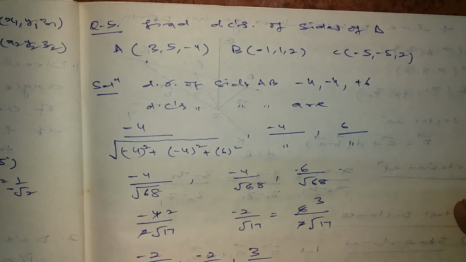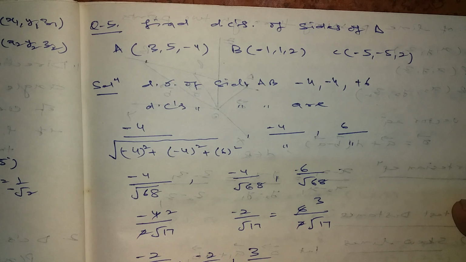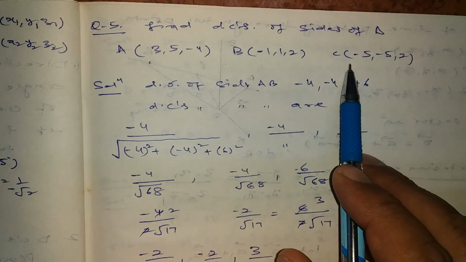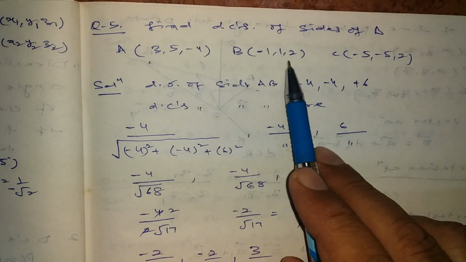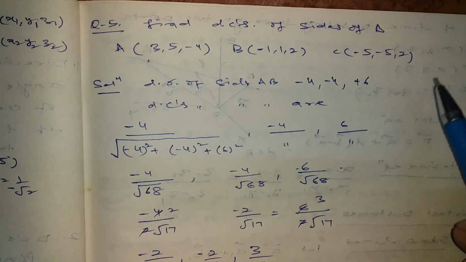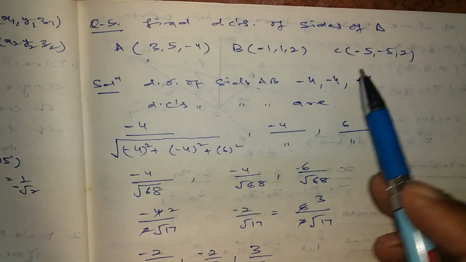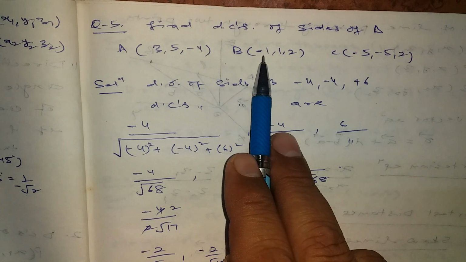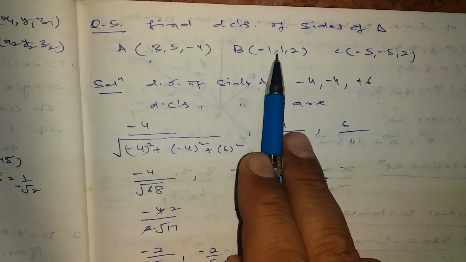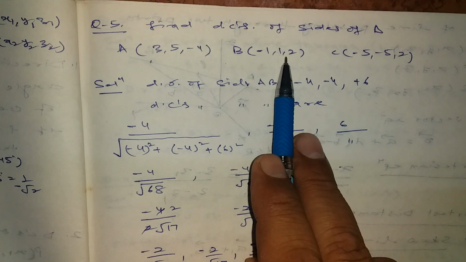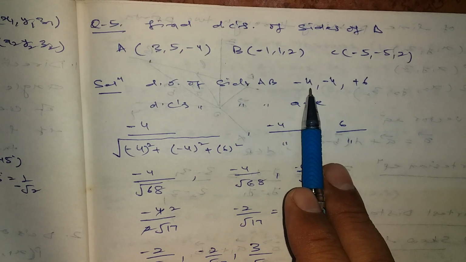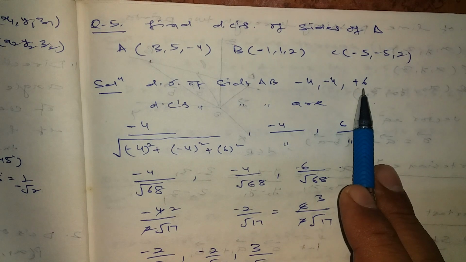Then question number 5 is, find the direction cosines of the sides of a triangle whose vertices A, B, C are given with the given coordinates. So what we will do, direction ratio of side AB: 3 minus -1, 3 plus 1, 4, then 5 minus 1, 4, and -4 minus 2, -6. So it will be -4, -4, 6.